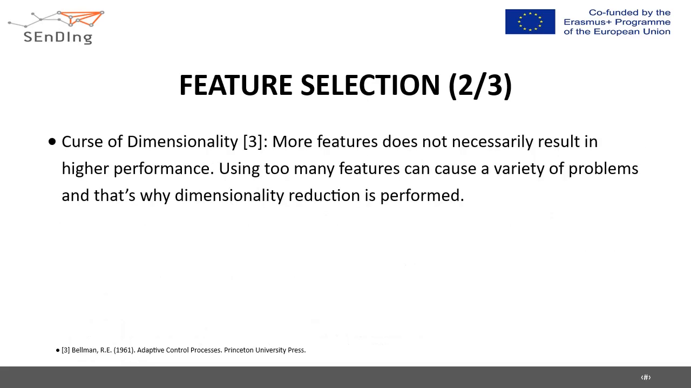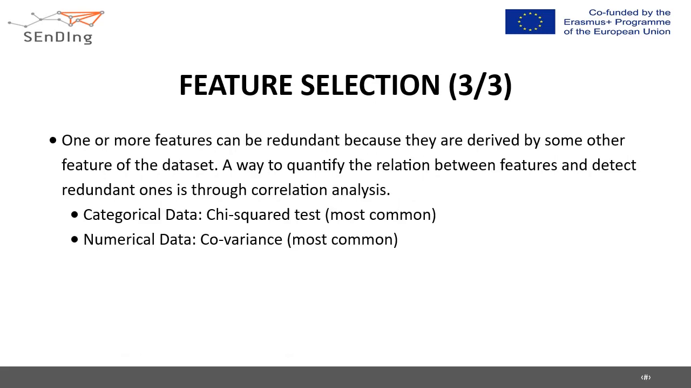Curse of dimensionality: more features does not necessarily result in higher performance. Using too many features can cause a variety of problems, and that's why dimensionality reduction is performed. One or more features can be redundant because they are derived from some other feature of the dataset. A way to quantify the relation between features and detect redundant ones is through correlation analysis. For categorical data, the chi-squared test. For numerical data, the covariance.